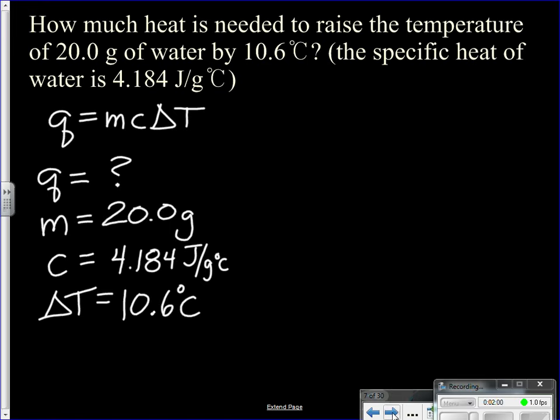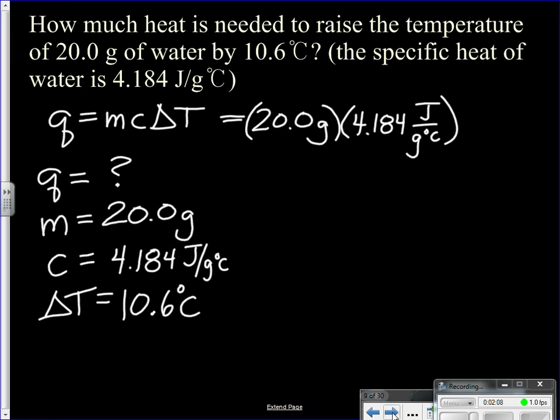And so now we just know that we need to plug in our value for M, the mass, and we plug in our value for C, the specific heat, and we plug in our value for delta T, and then we check to make sure that our units cancel. We see our grams cancel. We've got grams above and below the line, and likewise we have degrees C below and above the line. So those all cancel, leaving us with the units of joules. So now we can calculate our final answer.